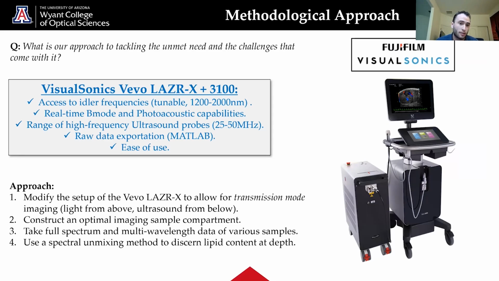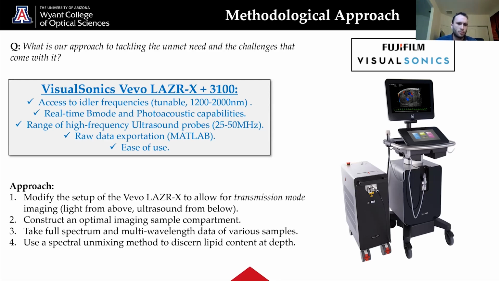You have access to idler frequencies, so that's a tunable laser between 1200 and 2000 nanometers. Real-time B-mode and photoacoustic imaging capabilities. We have a range of high-frequency ultrasound probes. The ones we use in my lab are 20 to 50. I think we also have a 40 or 44 megahertz probe as well. This system allows you to export the raw data into something like MATLAB or Python, where we can manipulate the data ourselves and fully take control of the unmixing, which I'll explain a little bit later on. And it's very easy to use, of course.